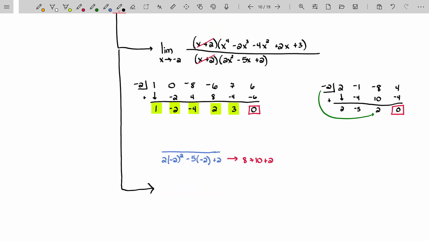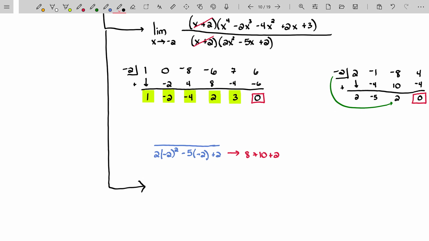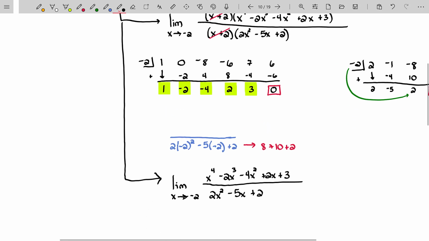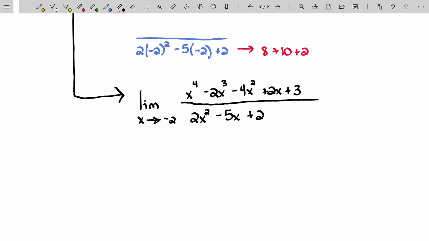So the next step in line, what I would do if I was a student, is rewrite that limit without those x plus 2's because they canceled beautifully. And then I would say this equals, and above that I put this notation, d.s. That means direct substitution.